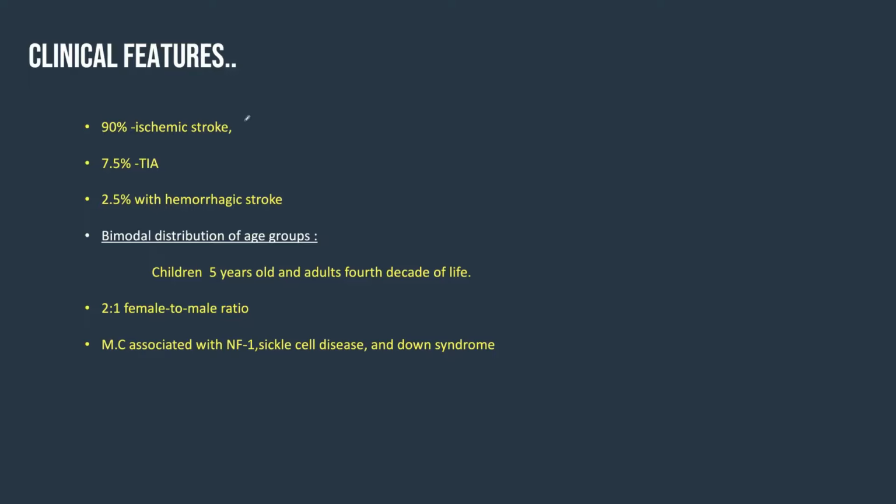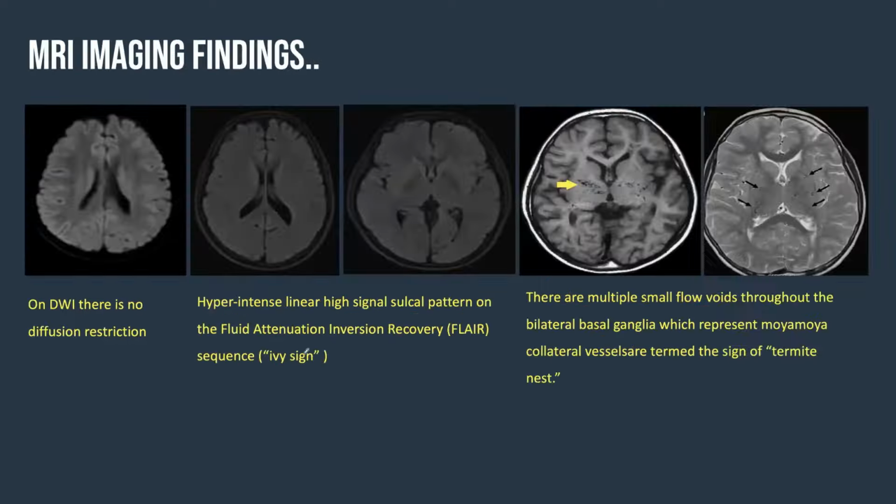90% of the patients present with ischemic stroke, 7.5% present with TIAs as in our case. Very rarely they can also present with hemorrhagic stroke. There is a bimodal distribution, below 5 years and after 4 decades of life. Females are more commonly affected in Moya Moya than males. It can also be associated with NF1. We have had 1 or 2 cases of Moya Moya associated with NF1, sickle cell and Down syndrome.